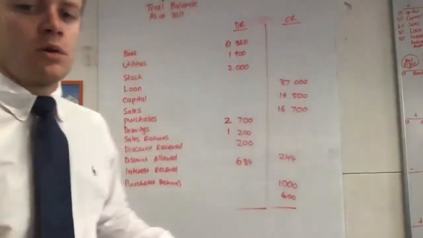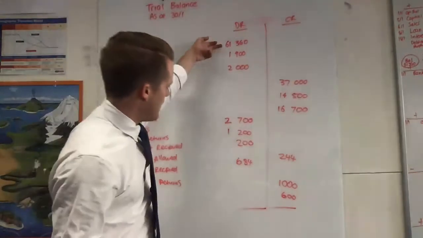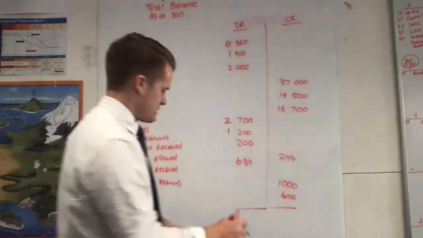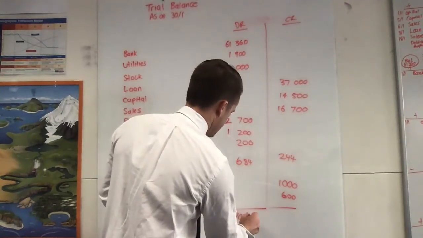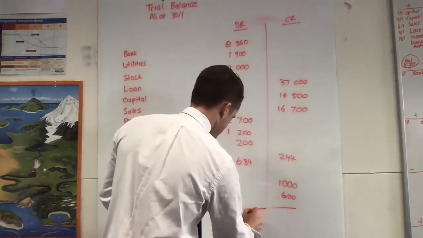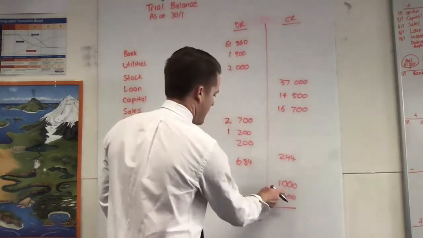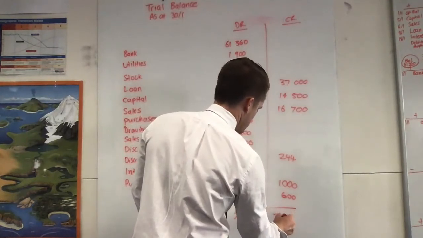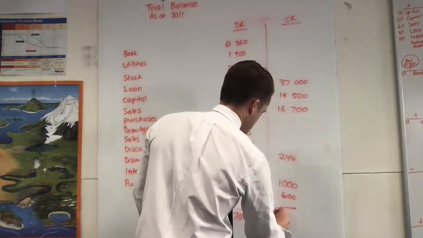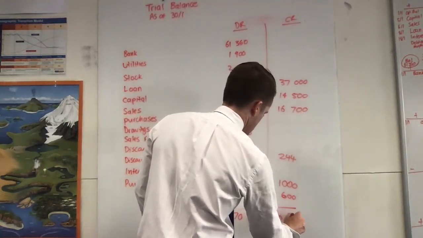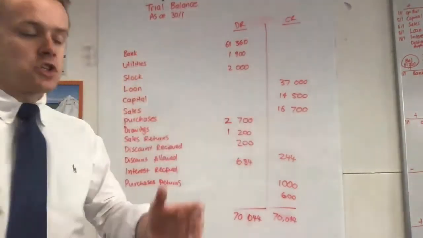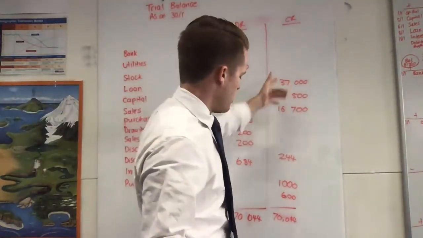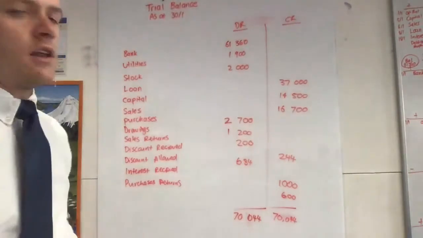So the last step to do with these particular questions is just to calculate your total debits and your total credits. So how to do that? Add up everything in your debit column. If you do that for this question, you'll get 70,044. And if you add up your total credits, you'll get 70,044. That's the final step in the process, is to make sure you add up everything in the debit column and the credit column. If they add up, there's a very high likelihood you've got 100%.